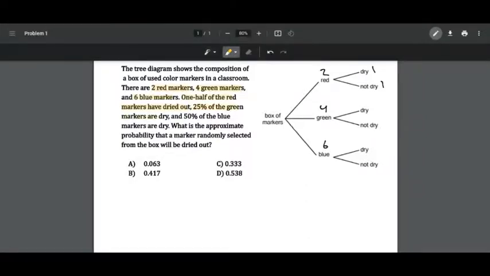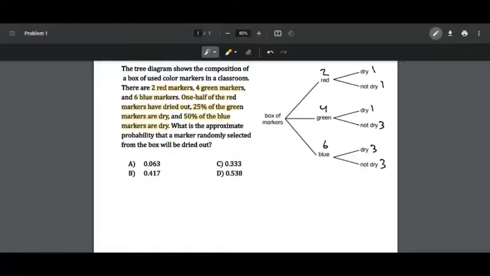25% of the green markers are dry. So 25% of the 4 green markers are dry, which is only 1 dried green marker, and the other 3 green markers are not dried. And 50% of the blue markers are dry. Half of the 6 blue markers are dried. So 3 of the blue markers are dried, and the other 3 of the blue markers are not dried.